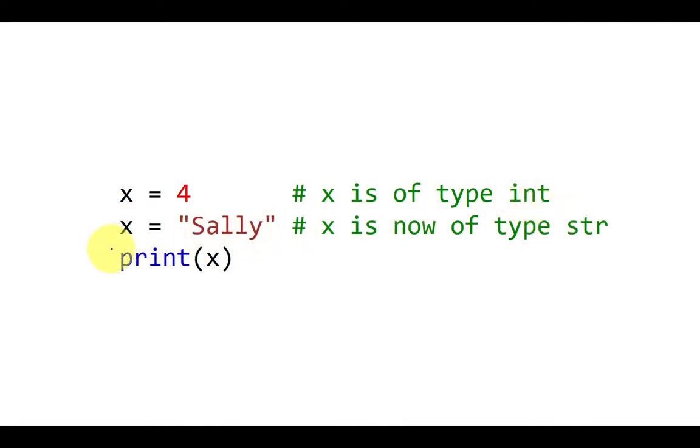Now what's going to happen here is that because we're assigning to the same x, 4 is going to be erased, and our last value that we assigned to it will be printed out when we use the print function. We're going to have Sally instead of 4 because it was overridden when we used it again for Sally.